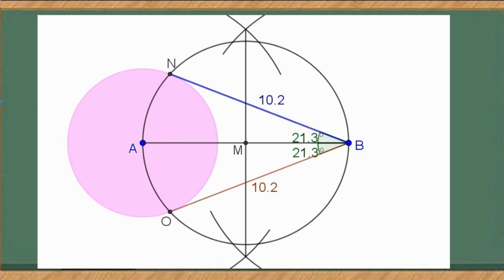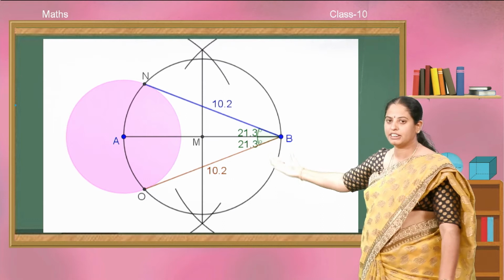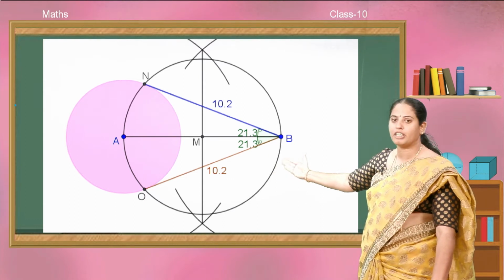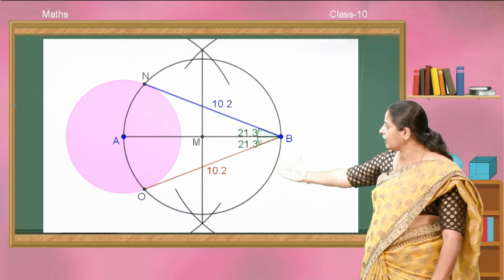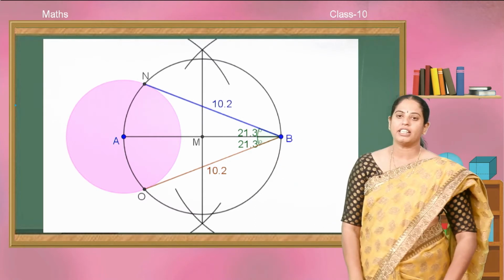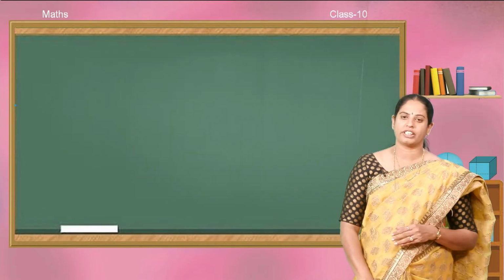Here you can observe the lengths of the tangents are equal, that is 10.2, 10.2 and the angle of inclination is 21.3 degrees and 21.3 degrees. This we have changed and we have observed. This is what your inference.